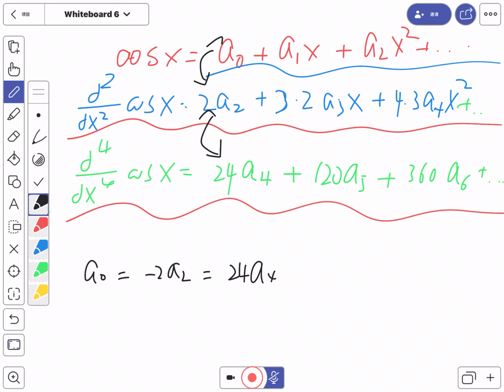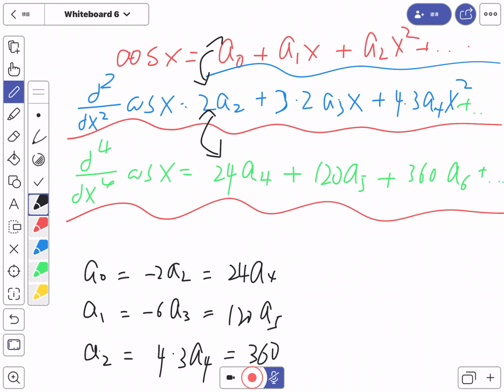And then, well, what about a1? a1 is equal to negative 6a base 3, which is equal to 120a base 5. And over here, then a2 is equal to 4 times 3 times a base 4, which is 12, and is equal to 360. Here should be negative a base 6.